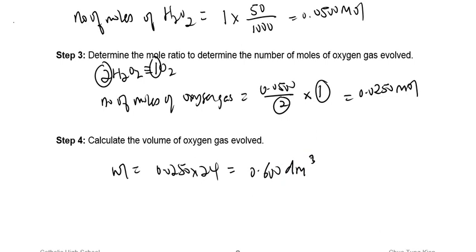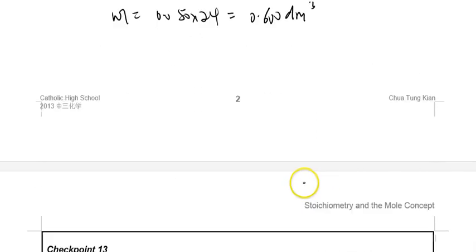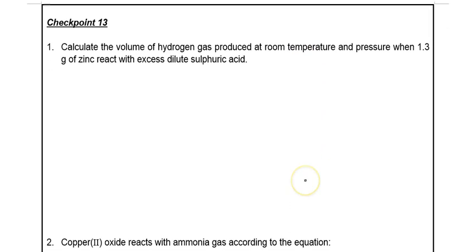Okay, so try checkpoint 13. Pause the video now. Once you have attempted, play the video to check your answers. For checkpoint 13, calculate the volume of hydrogen gas produced at room temperature and pressure when 1.3 grams of zinc reacts with excess dilute sulfuric acid.